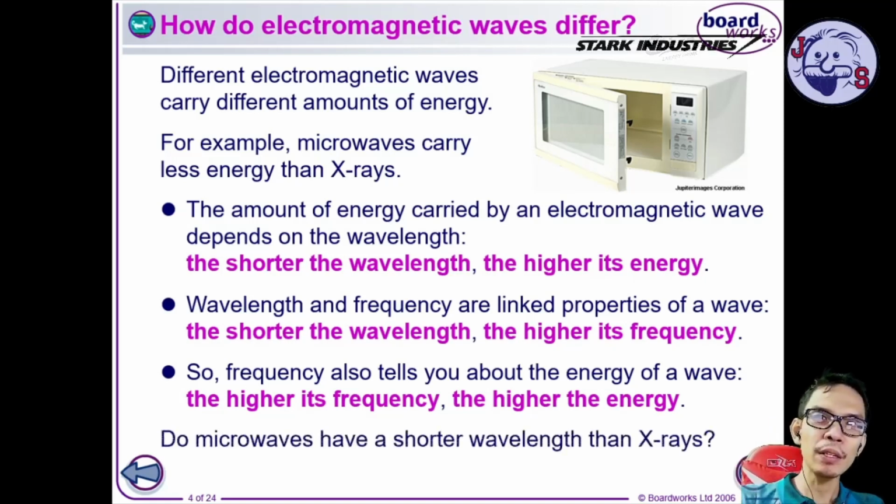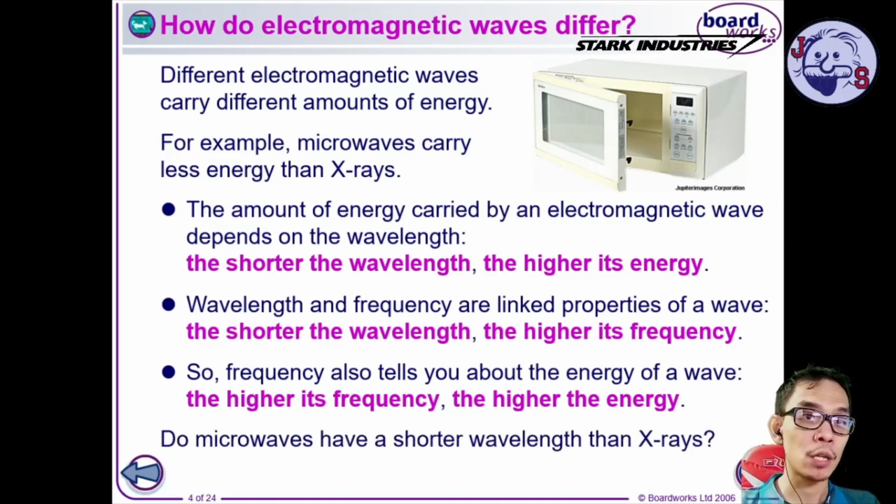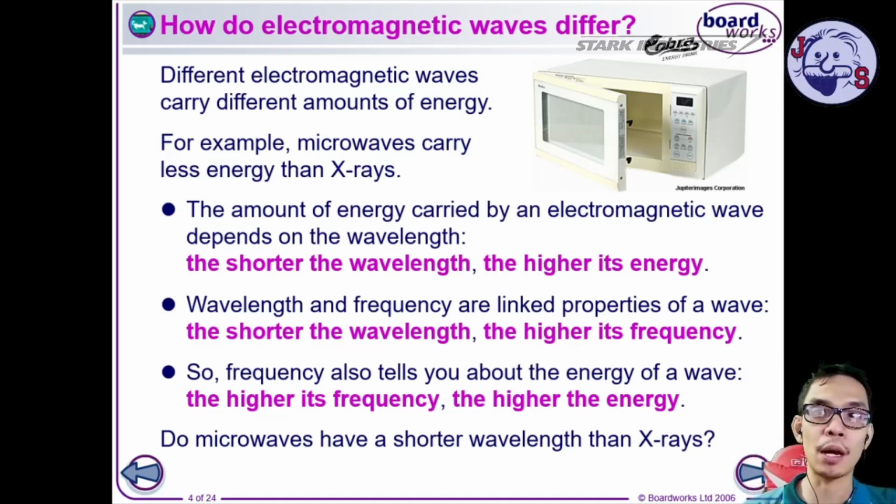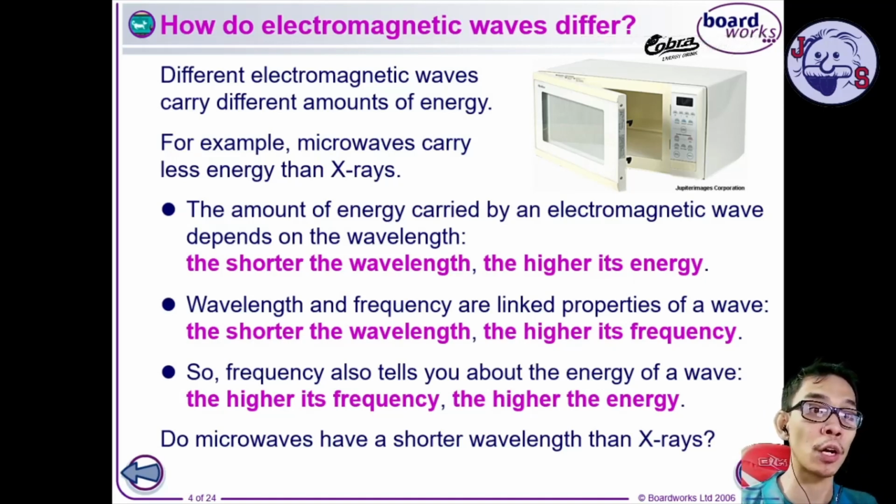Let's answer this question. Do microwaves have a shorter wavelength than X-rays? This statement is false. Why? Because microwaves are located in the part of the spectrum that has longer wavelength.